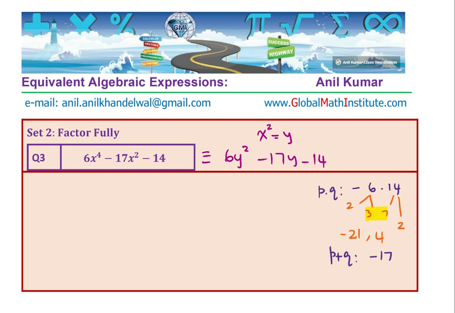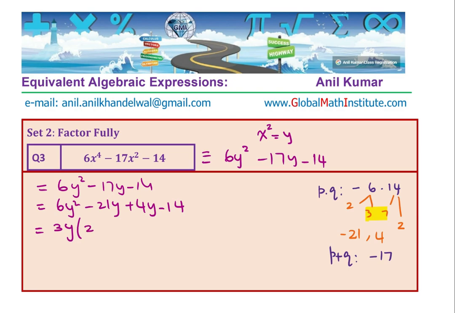So we'll just rewrite our expression 6y squared minus 17y minus 14 as equal to 6y squared, split 17 into two terms, which are minus 21y plus 4y, minus 14. Now amongst the first two, we can take 3y as common.